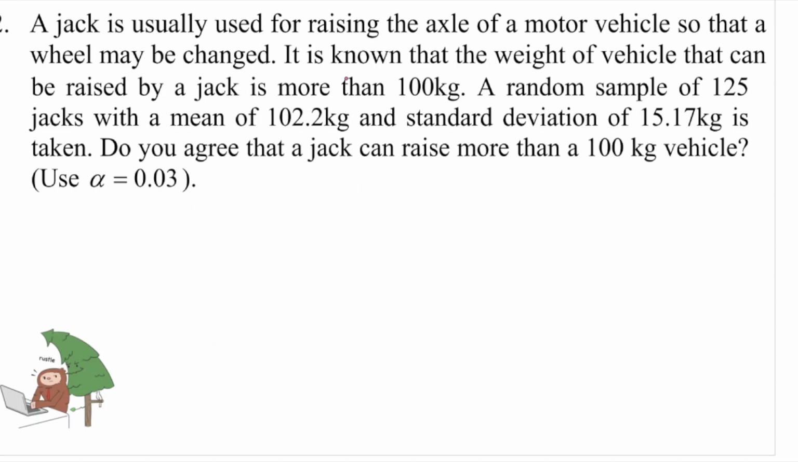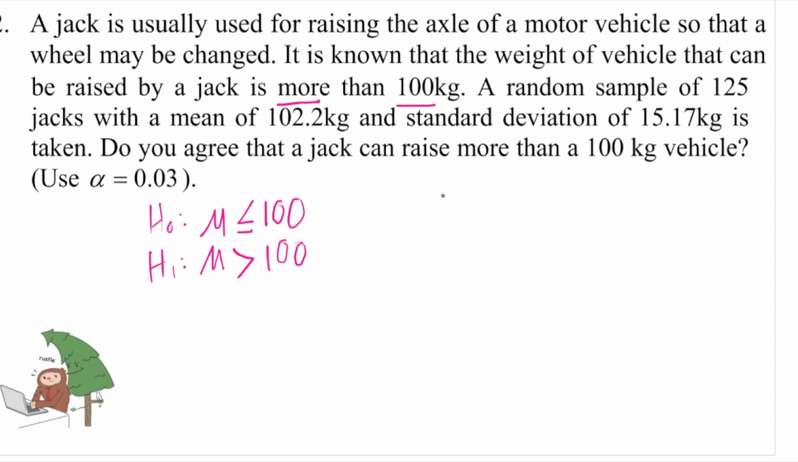What are the clues given here? It is known that the weight of vehicle that can be raised by a jack is more than 100 kilograms. We have a random sample of 125 with a mean. So we are testing the mean, null and alternative, testing the mean. More than 100 kilograms, that would go to your alternative. And the null would be less or equals to 100.